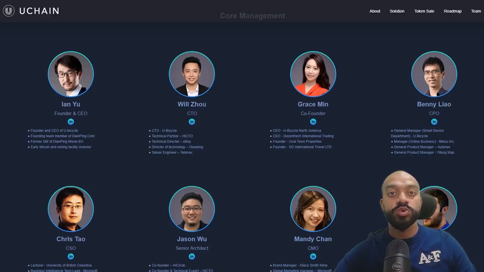companies. We also have Will Zhu, the Chief Technical Officer, previously worked as the Technical Director at eBay, Telnav, and Dianping. And then lastly, we have Chris Tao, who is the Chief Strategy Officer with over 12 years of experience at Microsoft in holding strategy and business-related roles. Now, the remaining members of the team are made up of experiences across system architecture, operations, and marketing, working for previous organizations such as Dianping, IBM, Microsoft, and GlaxoSmithKline.